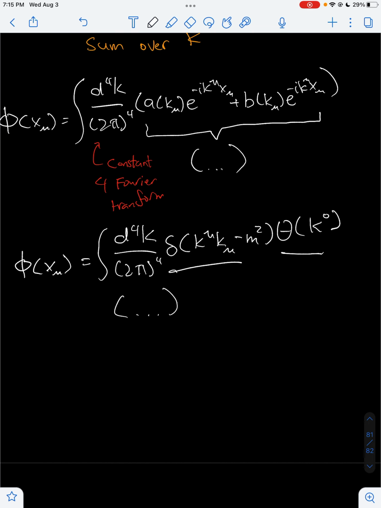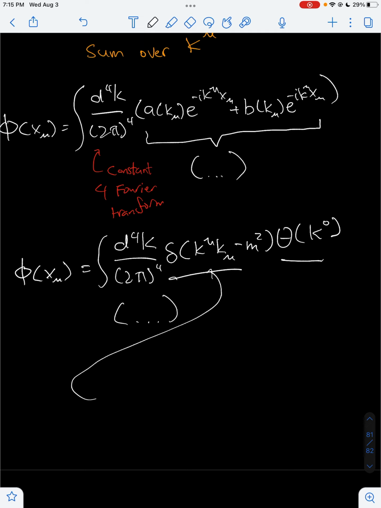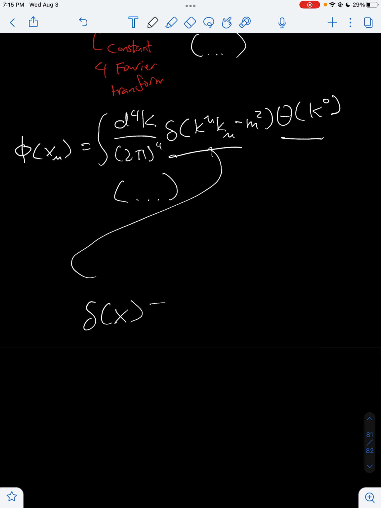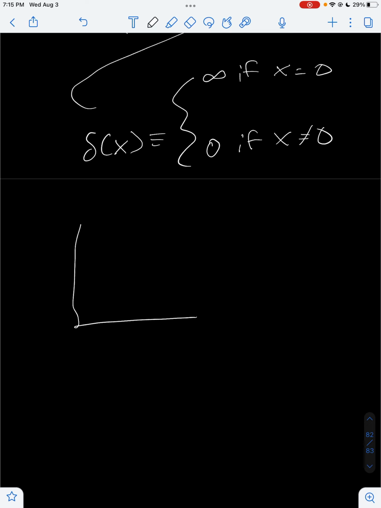Okay, so first of all, let's deal with the delta function. We know that the delta function is just a function of some variable, let's call it x, and it's defined as being infinity if x equals 0, and then 0 if x is not equal to 0. So if you were to graph out the delta function, here's say x and here's y, the delta function peaks at x equals 0 and everywhere else it's 0.